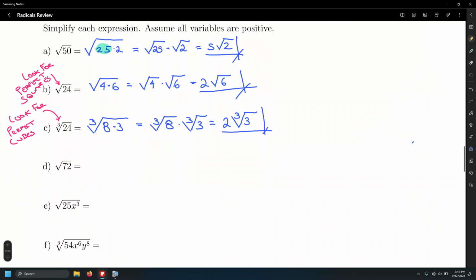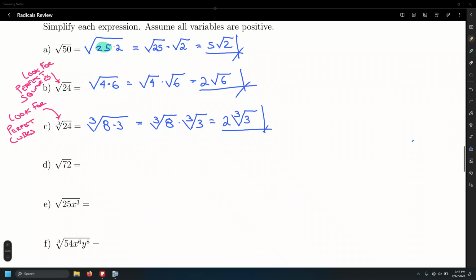All right, letter D. What about the square root of 72? Let's think about that one. The bigger the numbers get, the more possibilities there are for factoring them. What are ways to factor the number 72? Okay, let's list them. 2 times 36, all right? What else? 8 and 9, or 9 times 8.